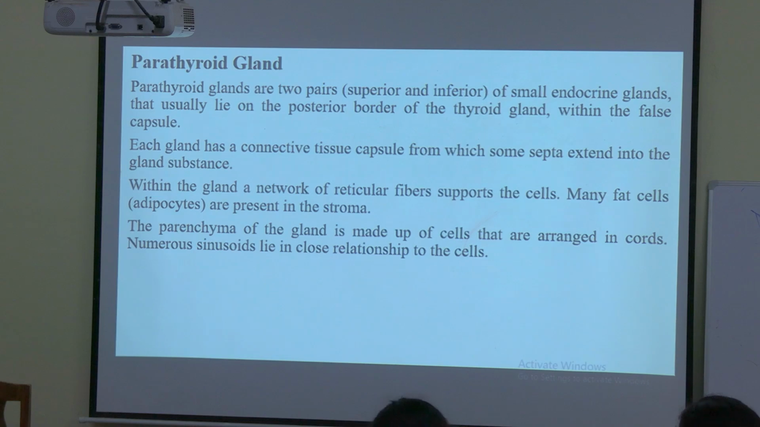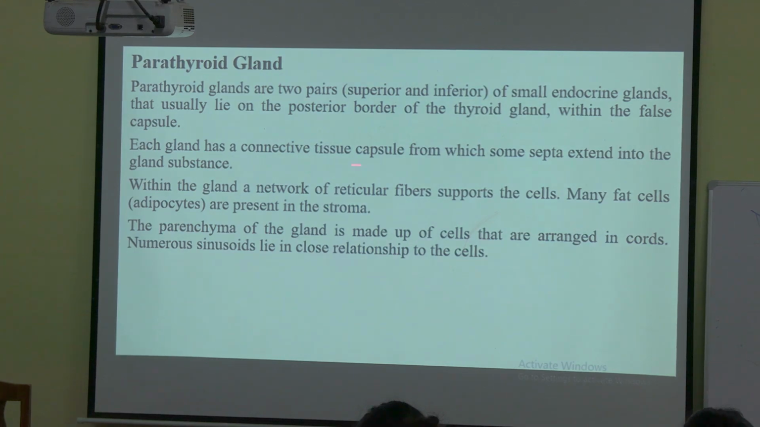So parathyroid glands are two pairs of small endocrine glands situated on the posterior border of the thyroid gland within the false capsule. Now here also each gland has a connective tissue capsule from which septa extend into the substance of the gland, same as the thyroid gland, but there is a difference. And what is that difference, that you have to understand.